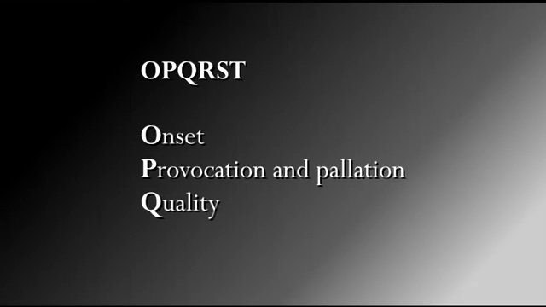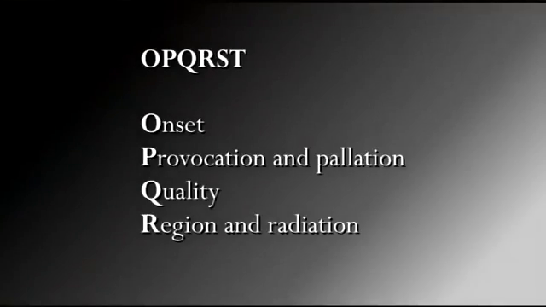Q stands for the quality of pain. To assess quality, you will ask the patient to describe what the pain feels like. They should give you an answer such as sharp, tearing, or pressure. R stands for region and radiation, meaning where it hurts and if that pain moves anywhere, such as the neck, jaw, back, or shoulder.